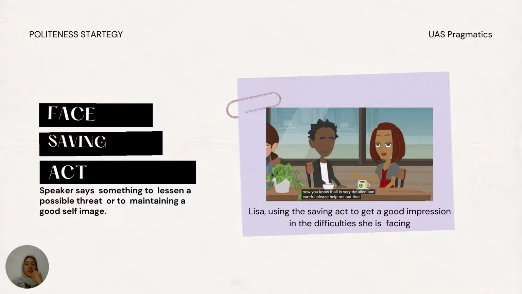The next, face saving act. FSA. Face saving act is used because you say something to lessen a possible threat or to maintain a good self-image. It means in social interaction, this face might come under threat by others, and of course the other way around, your speech act might pose a threat to someone else's public face. Therefore, you can use certain language to lessen the possible threat, which is called a face saving act.